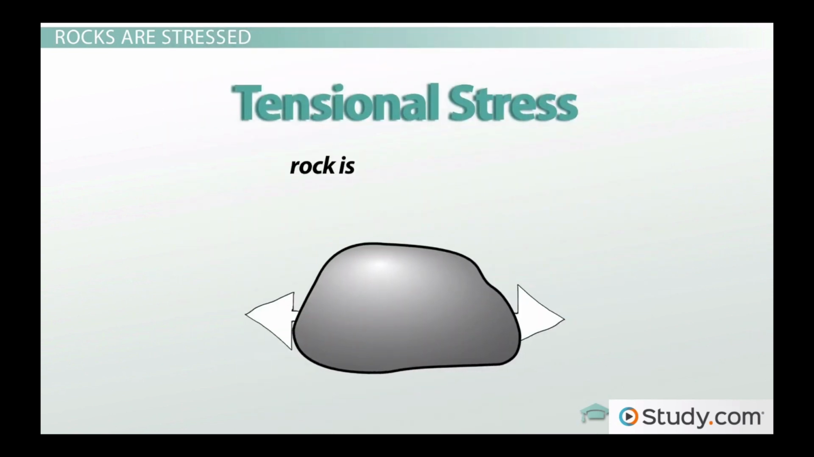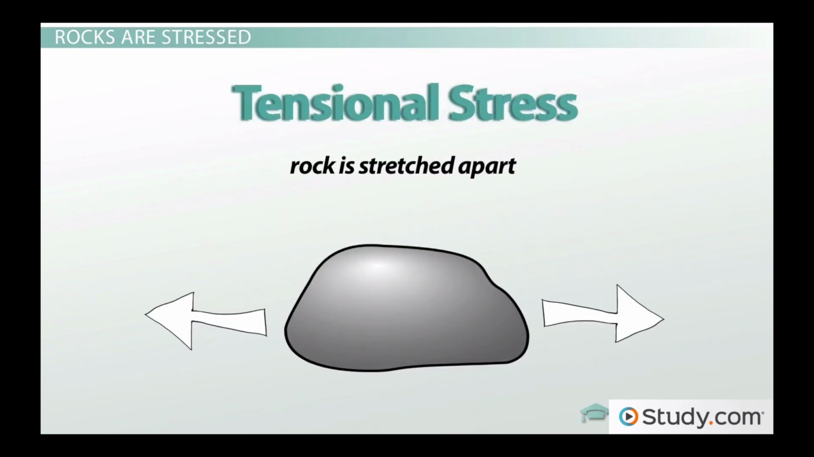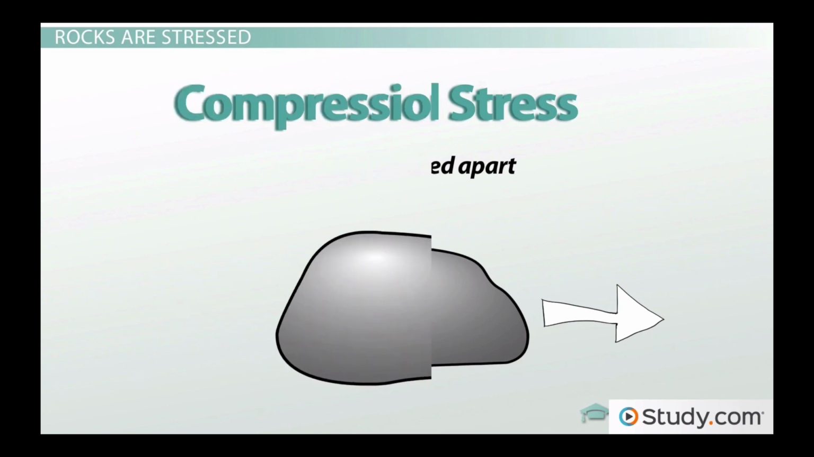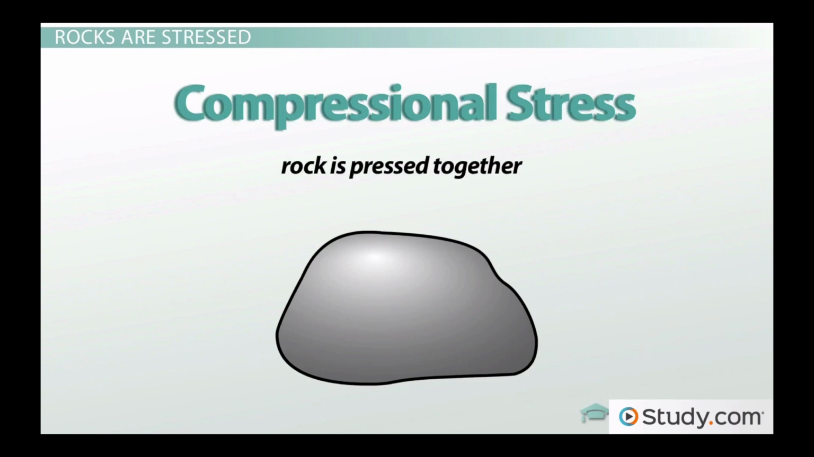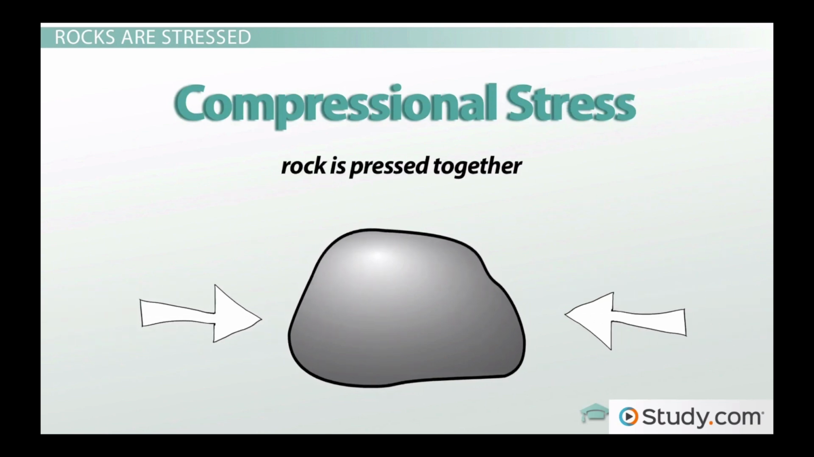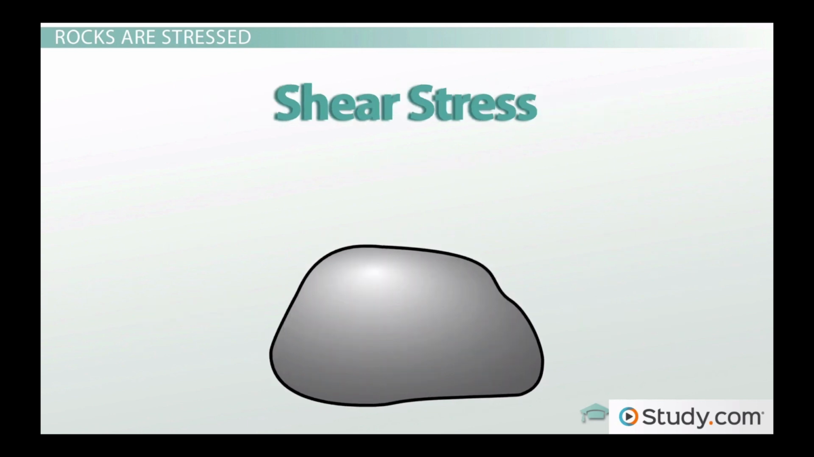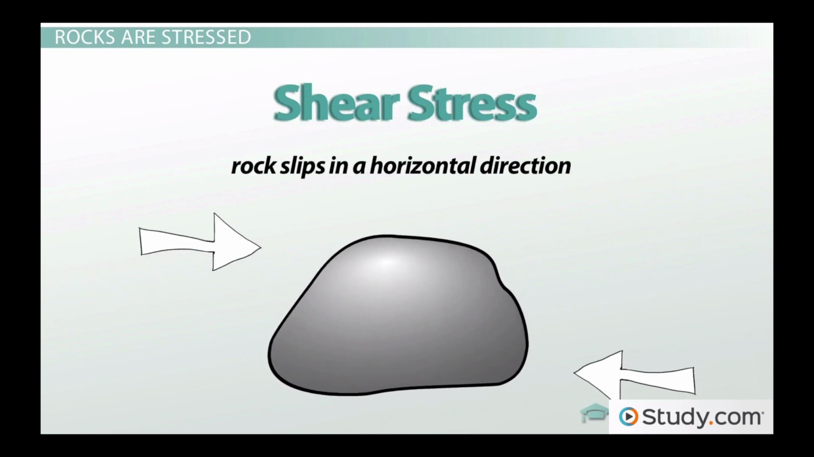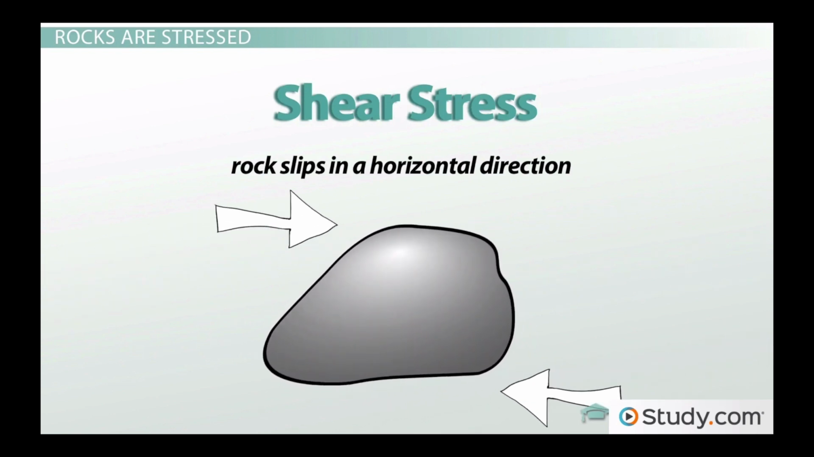Tensional stress is when rock is stretched apart. This is similar to pulling on a string from both ends after the string has already been fully extended. Compressional stress is when rock is pressed together. Here, rocks are squeezed together like a car caught in the middle of a long pileup on the highway. Shear stress is when rock slips in a horizontal direction. With shear stress, the rock is being pulled in opposite directions, but on different ends.